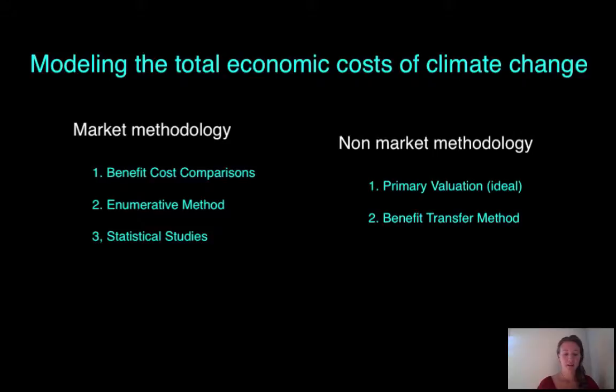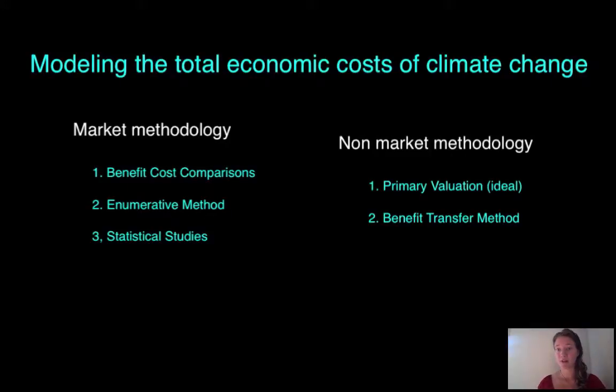Lastly, statistical studies rely on uncontrolled experiments of climate change and model income and expenditure to show the effects of climate change. This is advantageous in that it shows real-world differences in income and climate, but it is most applicable on the national scale.